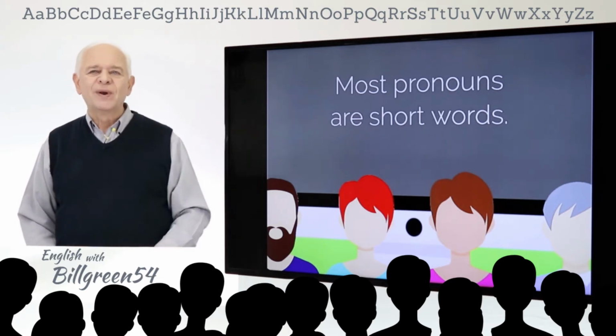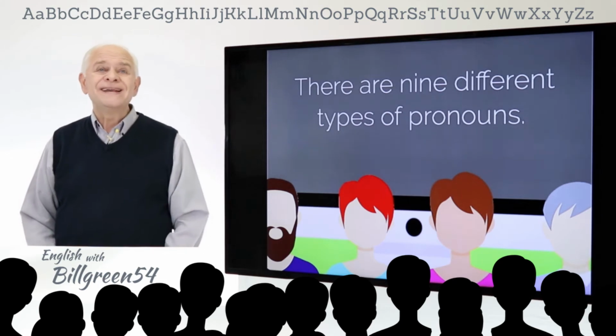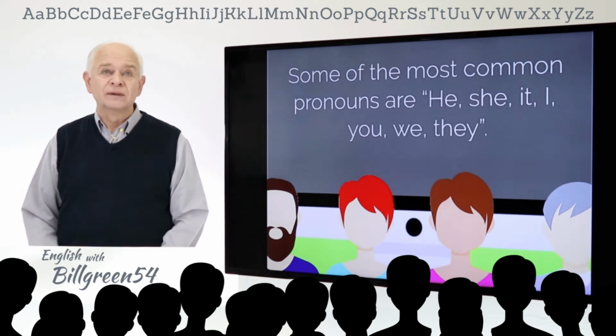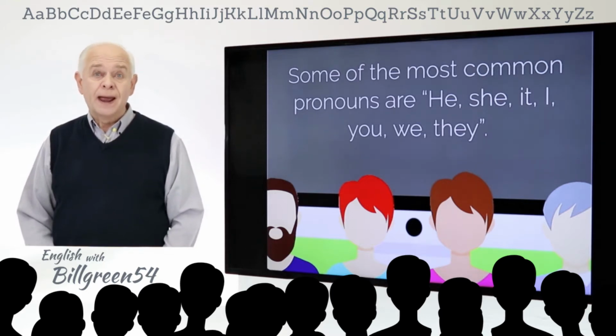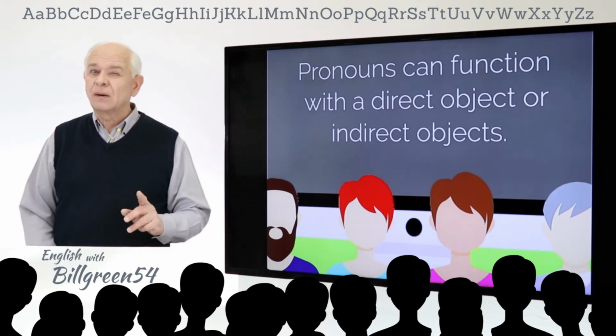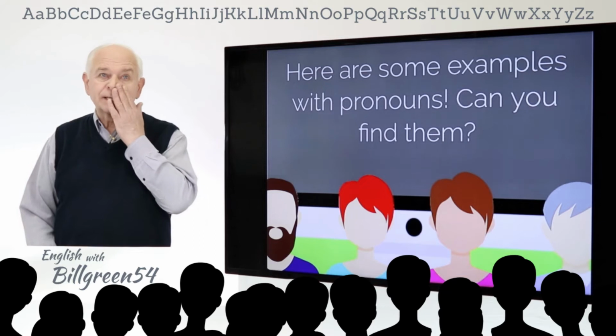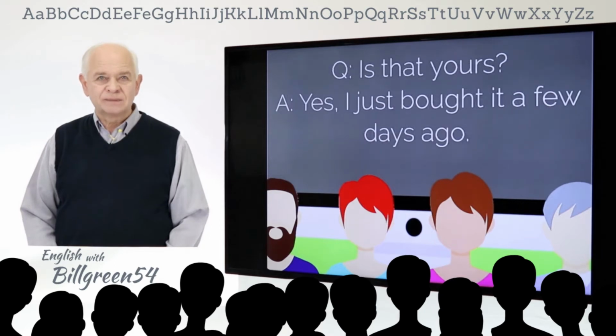So most pronouns are short words. There are 9 different types of pronouns. Some of the most common pronouns are he, she, it, I, you, we, and they. Pronouns can function with a direct object or indirect objects. Here are some examples with pronouns. Can you find the pronouns?